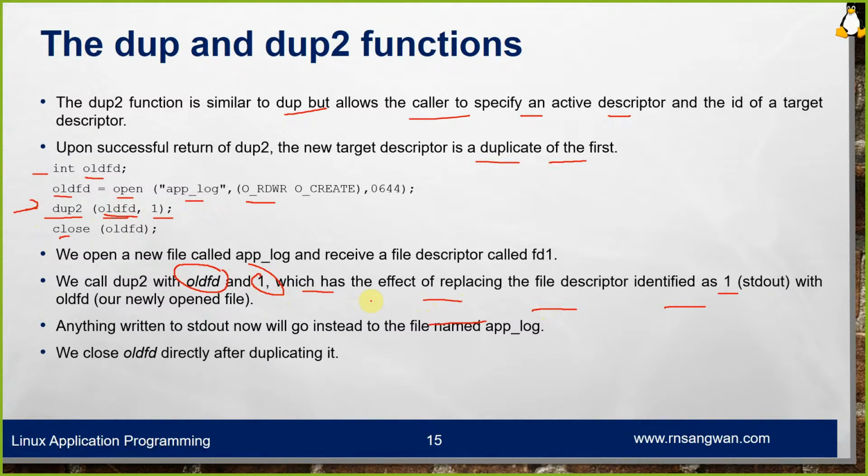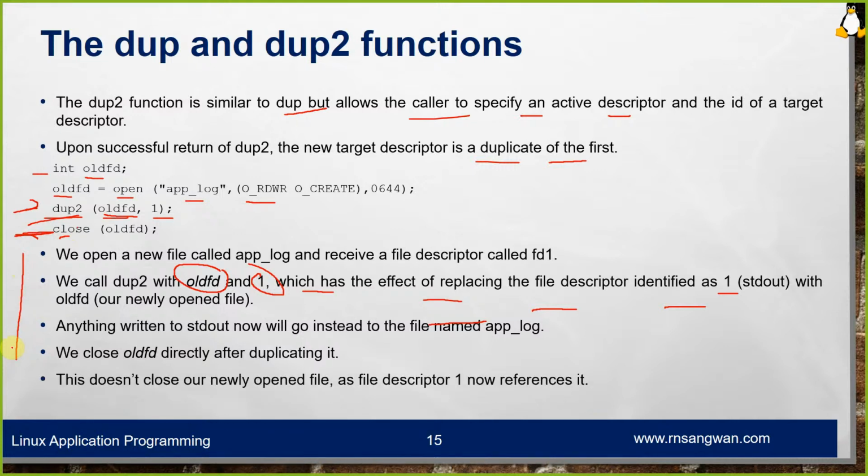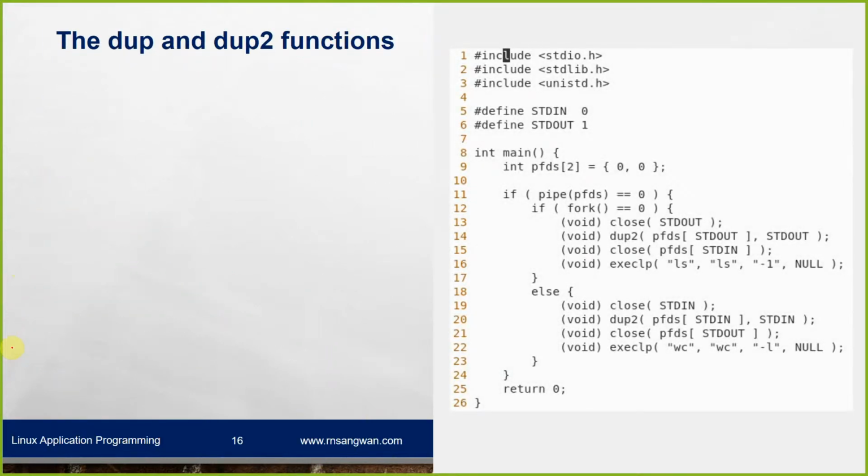We close old fd directly after duplicating it. That's given in the last statement. So this is the explanation of every statement we used in this example. This does not close our newly opened file as file descriptor 1 now references it. So these are examples of the dup and dup2, duplicate and duplicate2 functions.